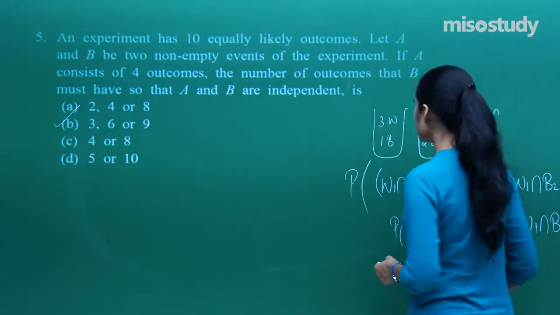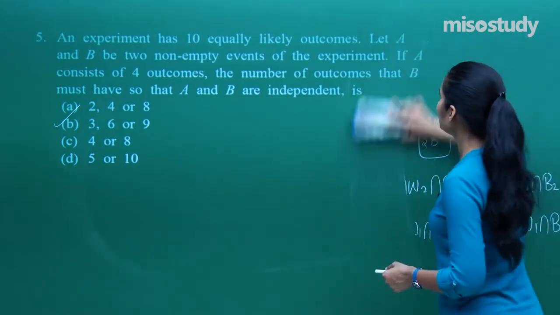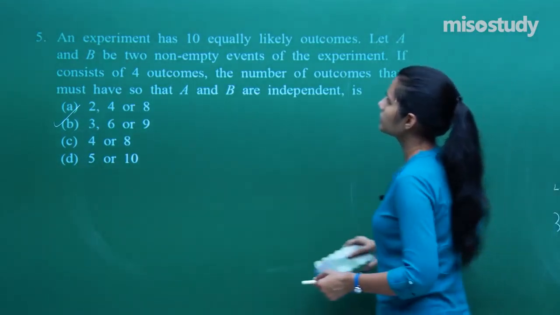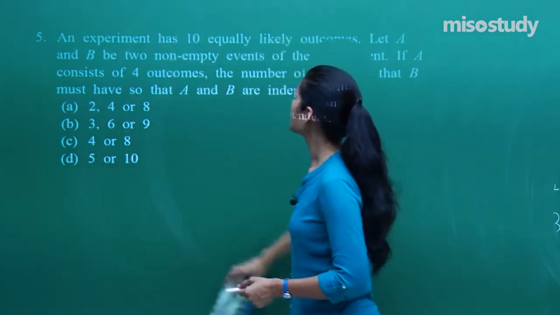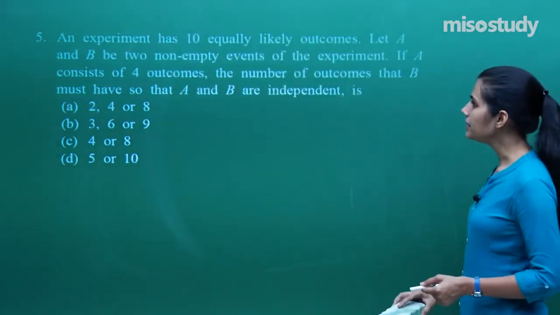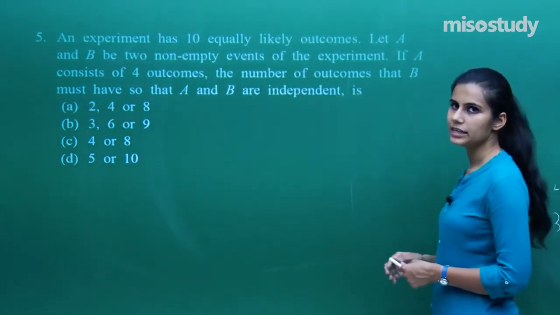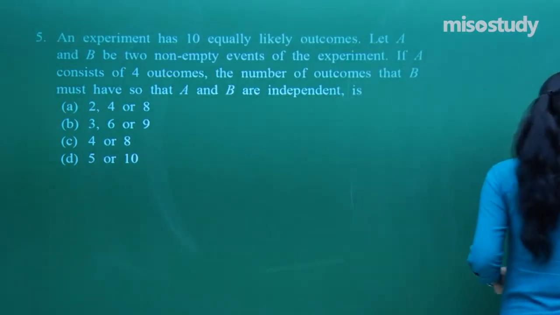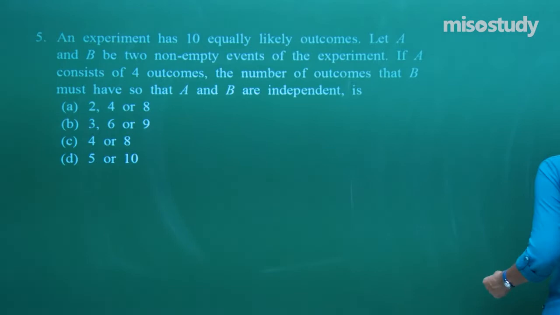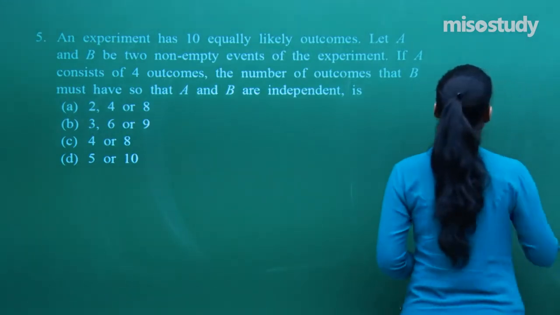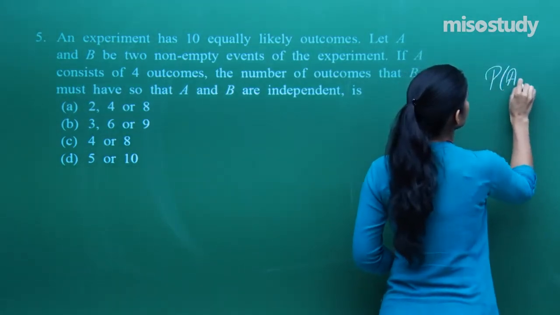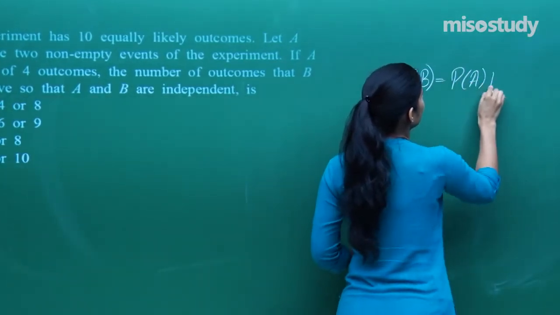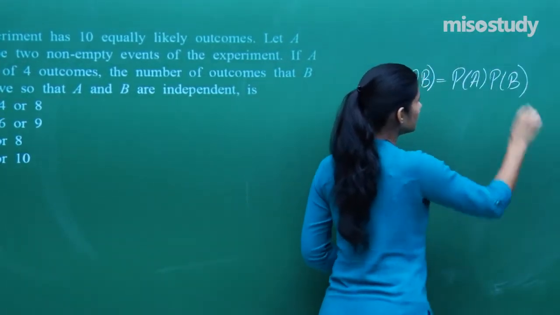We have an experiment with 10 equally likely outcomes. Let A and B be two non-empty events of the experiment. If A consists of 4 outcomes, then what number of outcomes must B have so that A and B are independent? It's already given to you that A and B are independent events. That's what we need to keep in consideration. So it's given to you that probability of A intersection B is probability of A into probability of B.